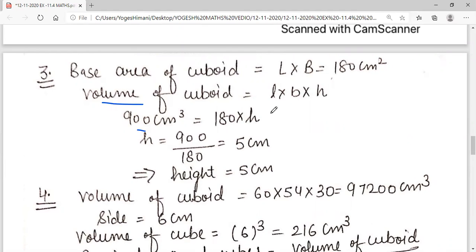So 180 will go to the other side in division, and that will be equal to 5 centimeter. So height will be equal to 5 centimeter.